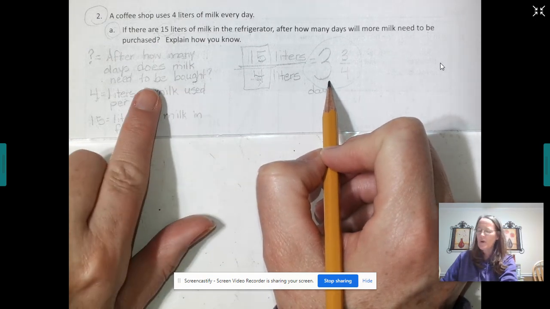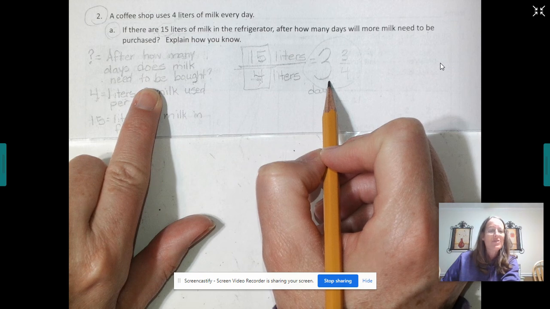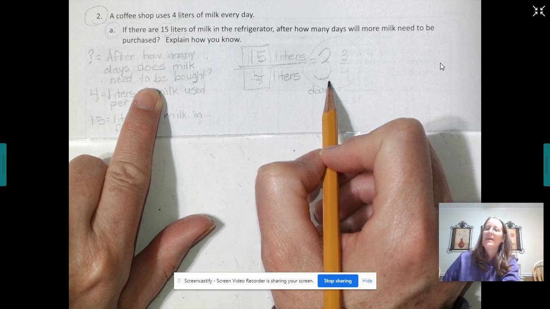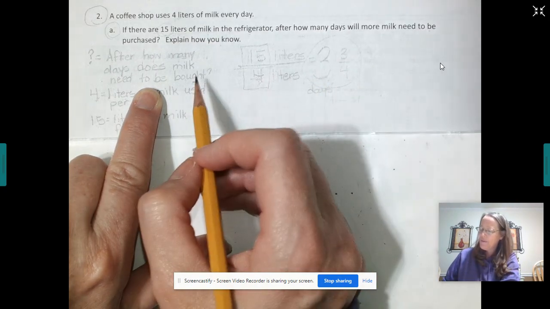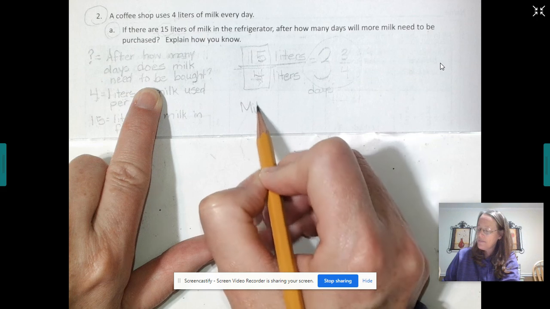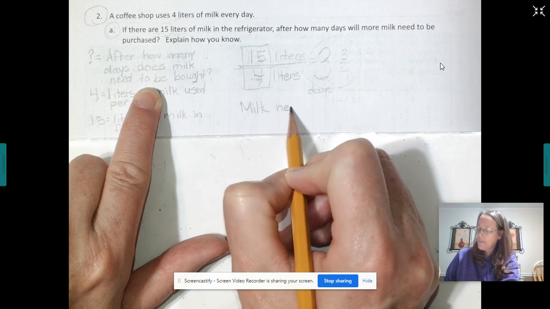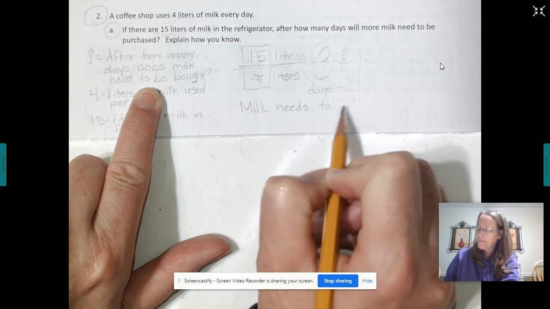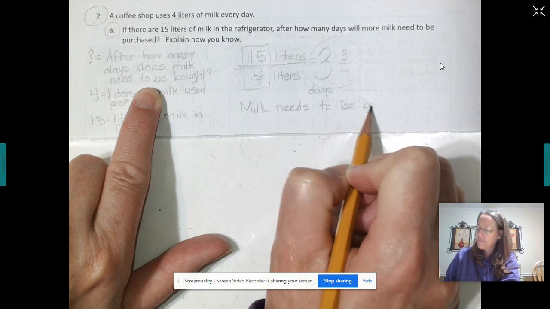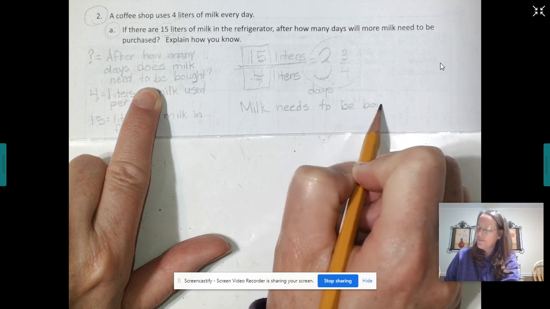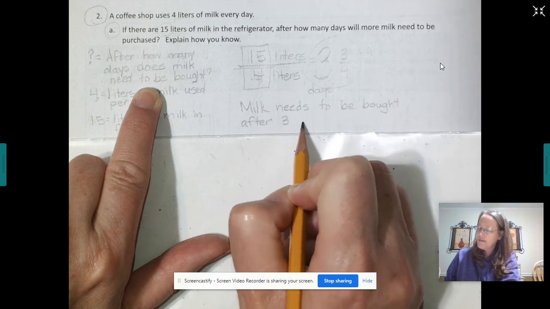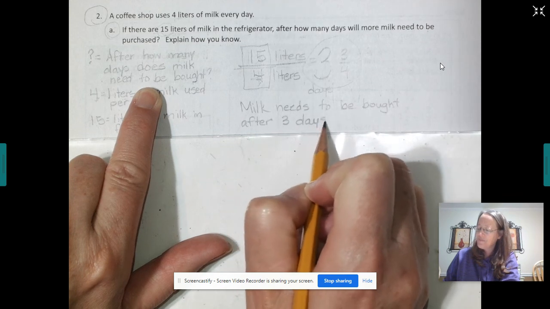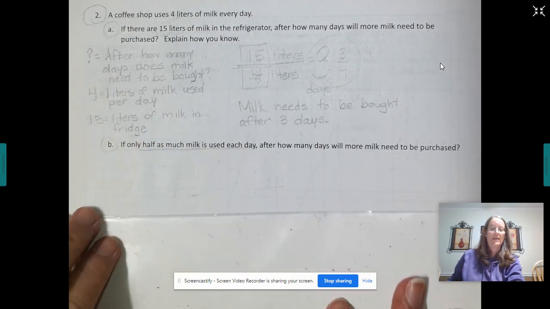Okay? We have to know what our numbers represent. We have to make sure we're answering the question. After how many days does milk need to be bought? After 3 whole days. Milk needs to be bought after 3 days.